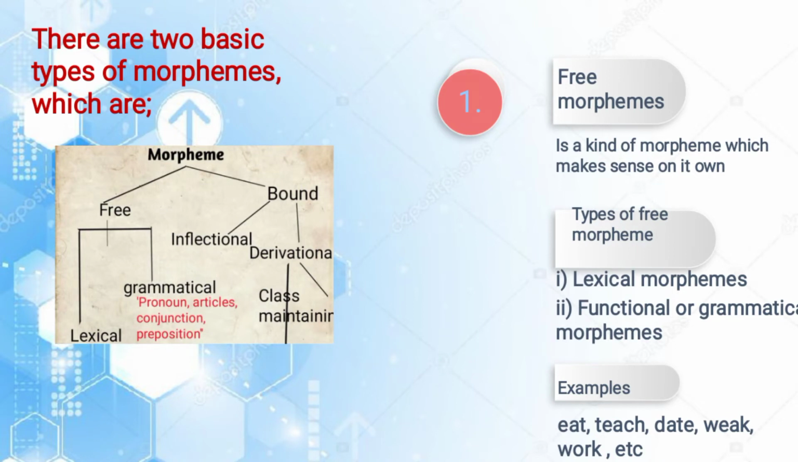And also, there are 2 basic types of morphemes, which are the free morpheme and the bound morpheme. Let's look at the free morpheme. It's a type of morpheme which makes sense on its own. There are 2 types of free morphemes, which are 1. lexical morphemes, and 2. functional or grammatical morphemes. Examples are eat, teach, date, week, work.